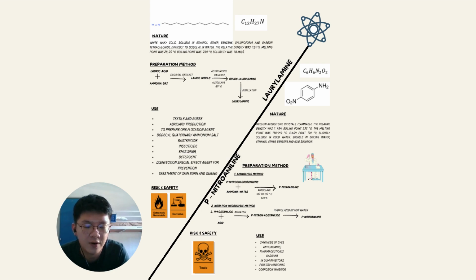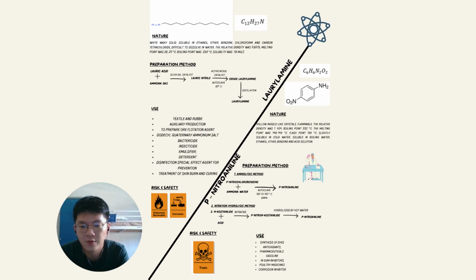So for the lauric amine, the preparation uses lauric acid as a raw material. Ammonia gas is introduced in the presence of a silica gel catalyst for the ammoniation, and the reaction product is washed with water, dried, and distilled under reduced pressure to obtain the refined lauric nitrile.